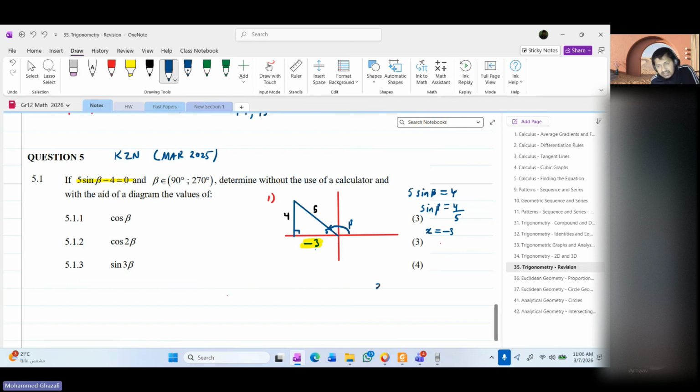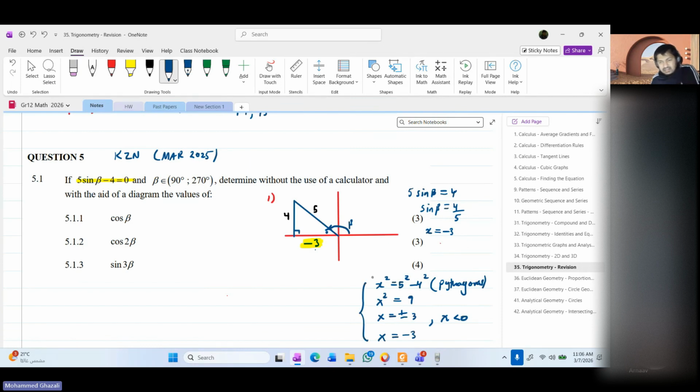Or you can say x squared is equal to 5 squared minus 4 squared. That's coming from Pythagoras, so x squared is equal to 9. X is equal to plus minus 3. Since x is less than 0, we only take one answer, x is equal to -3. You only take the negative part. I think this is just extra; it's implied that you know how to solve this and complete the triangle. Now, cos beta is -3 over 5. What is cos 2 beta?